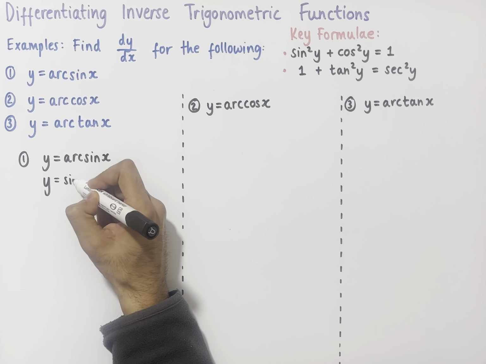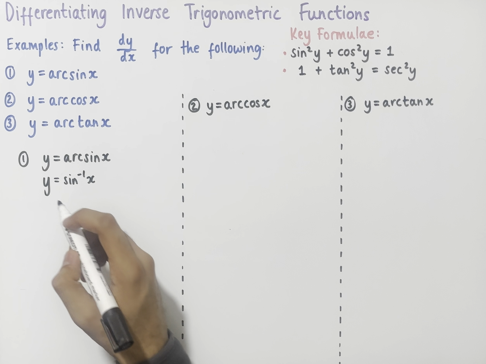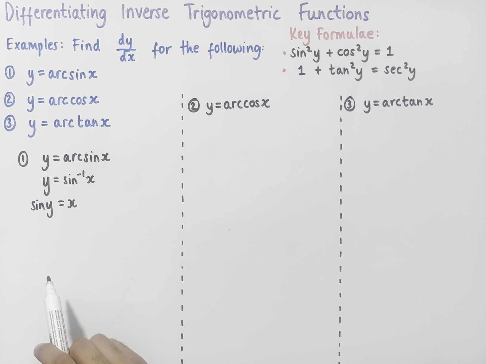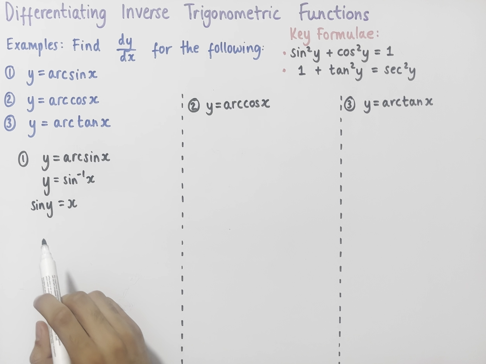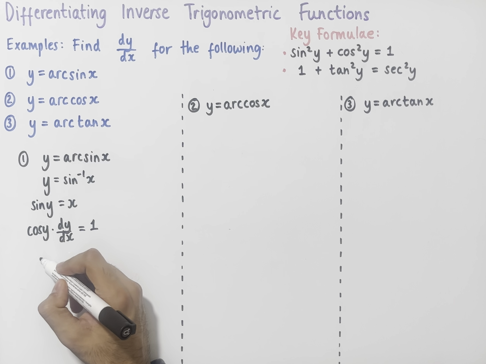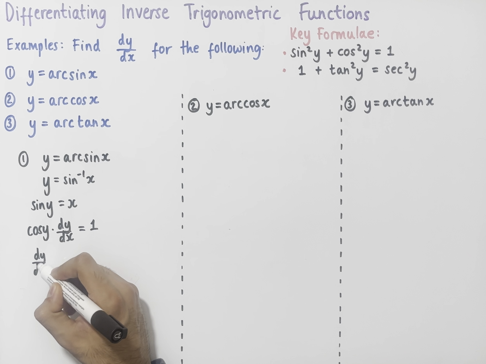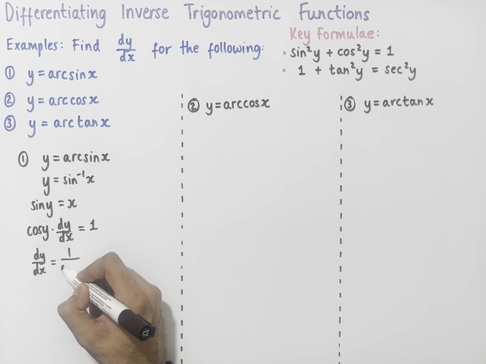Starting with the first example, we have y equals arcsin x, which can be written as y equals sine inverse of x. We can now apply sine to both sides to give us sine y equals x, since sine inverse and sine cancel. Now differentiating both sides with respect to x, on the left hand side, if we differentiate sine of y using implicit differentiation, we get that sine of y differentiates to cos of y, and then we multiply by dy over dx. And on the right hand side, if we differentiate x with respect to x, we just get 1. Now making dy over dx the subject, if we divide both sides by cos of y, we end up with dy over dx equals 1 over cos of y.